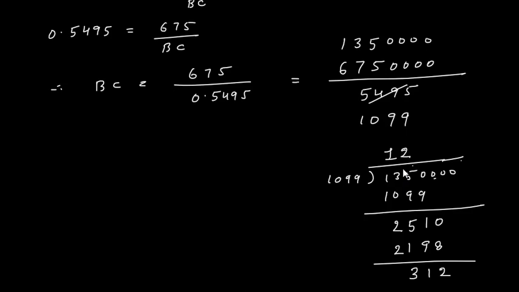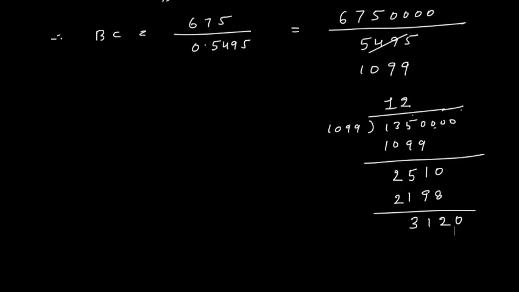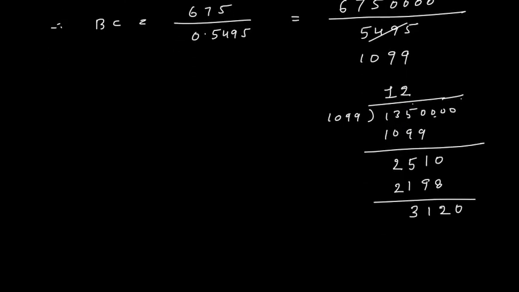Now I will bring down this 0, so this is 3120. So I will take 3. 3 nines are 27, plus 2 is 29. So here it is 2, and 3 ones are 3. So 3297. 3297 is greater than this 3120.